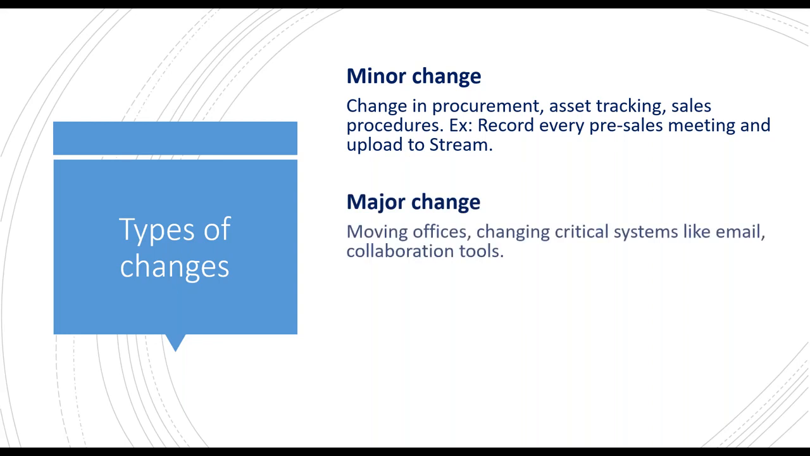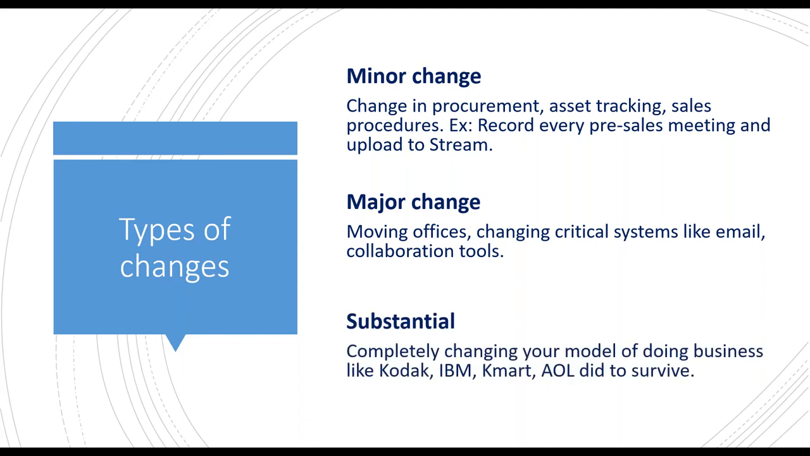Major change: moving offices, changing critical systems like email, collaboration tools, and things like that. That's hard to do, and there's more resistance. People require a lot more nudge to make that happen. Then there's substantial change. What is that? Completely changing your model altogether of doing business, like Kodak did, or IBM, Kmart, AOL. These were all huge names at one point, right? However, the market changed, their reality changed, their business model had to change, and they had to do what they had to do to survive. It's very, very different.